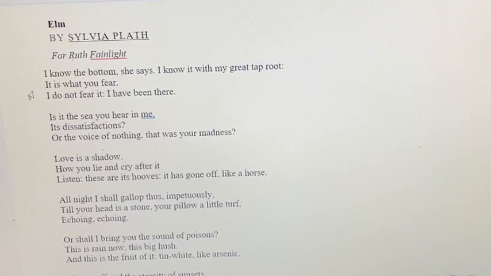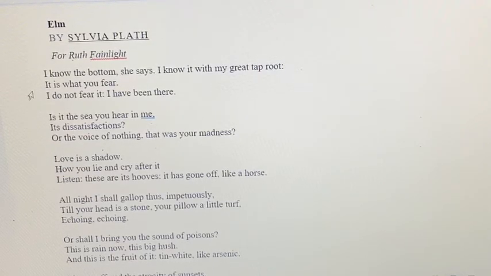So based on these descriptive words, I can tell that the tone is, if I had to pick between positive, negative, and neutral, I would say that the tree feels positive. I know the bottom. I know it with my tap root. And we get this imagery of the tree kind of like knowing the depths of the earth.